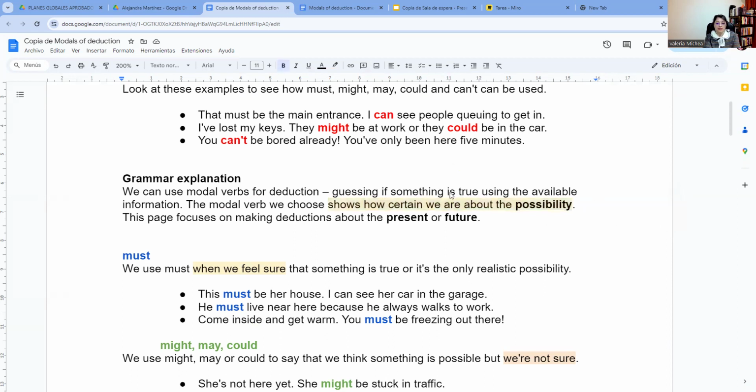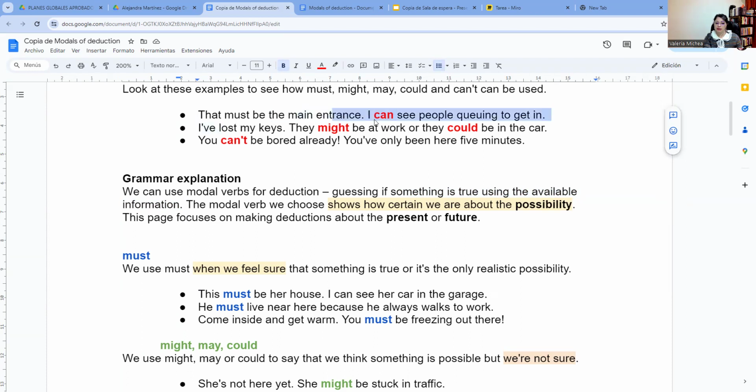So here it says that we use the available information, all right? But I would say that we use modals of deduction based on how much evidence we have about a certain situation, right? So it's truly based on evidence. For example, when I say I can see people queuing to get in, it's because I'm there. So my evidence is there. I'm actually seeing the people there. So it is quite certain because I have the evidence in front of me. So when you use must, you are mostly certain.